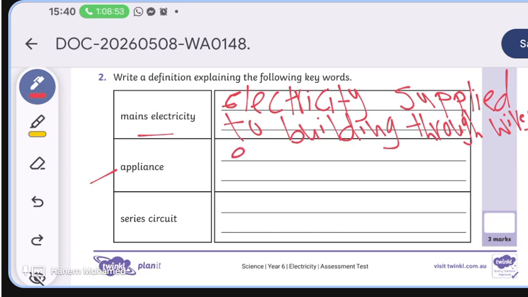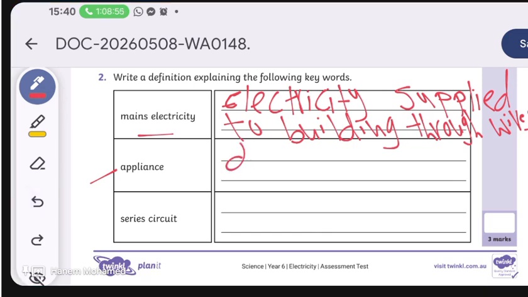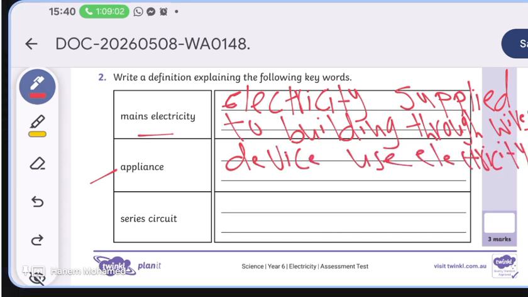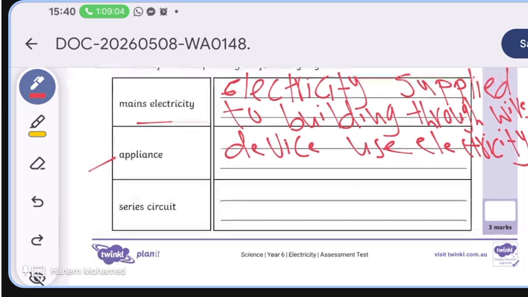So any device that uses electricity, maybe by battery, by main electricity, whatever, and does a specific job, it's already what? An appliance.